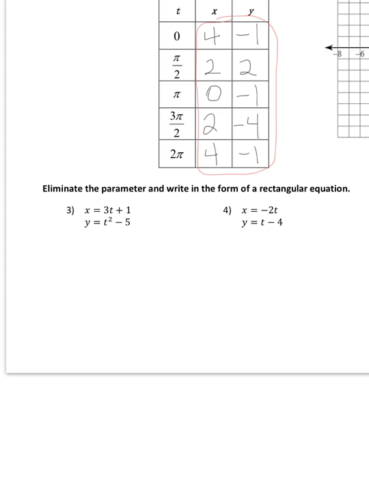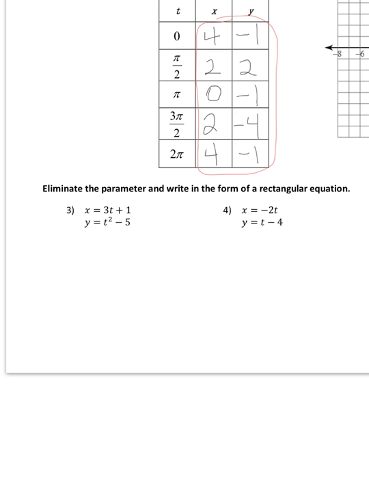Okay, for problems 3, 4, and 5, we're going to eliminate the parameter and write in the form of a rectangular equation. All right, so what we've practiced in class is that you solve for t in one of the equations and then substitute into the other.